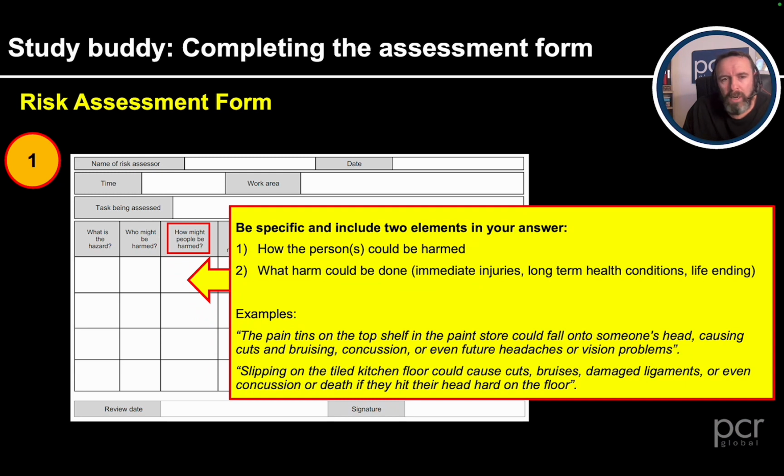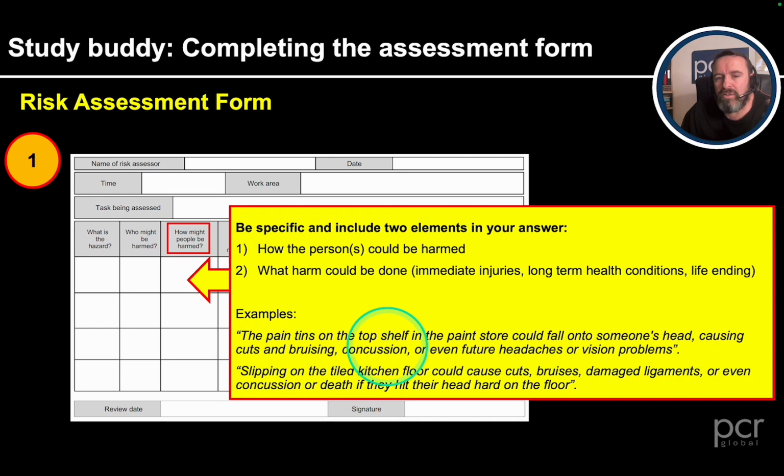How might they be harmed? Now this is important because I tend to always promote two elements to this. When you're working through your assessment, how the person could be harmed, but also what harm, what physical injuries, or obviously ill health, could happen. So let's have a look.